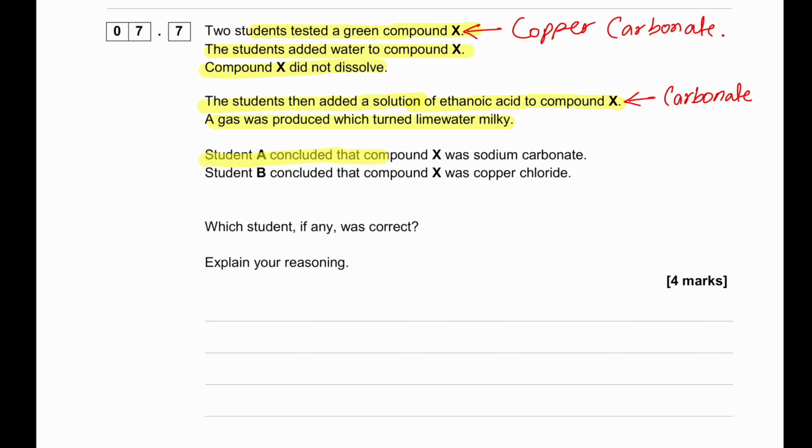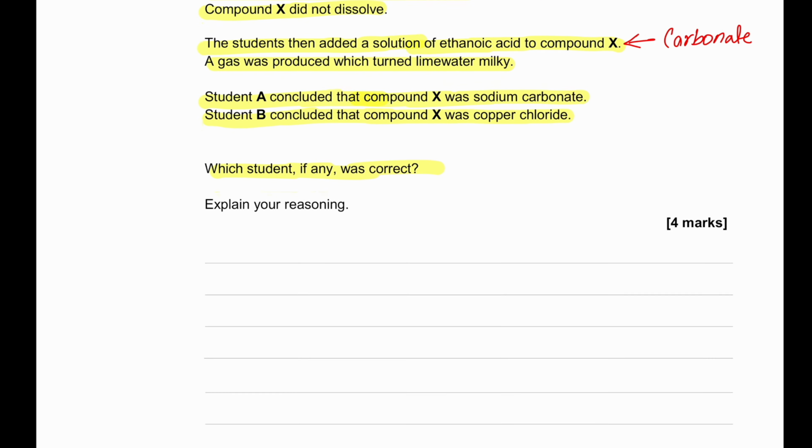Student A concluded that compound X was sodium carbonate. Student B concluded that compound X was copper chloride. Which student, if any, was correct? Well, we can see both of the students are wrong in this case.